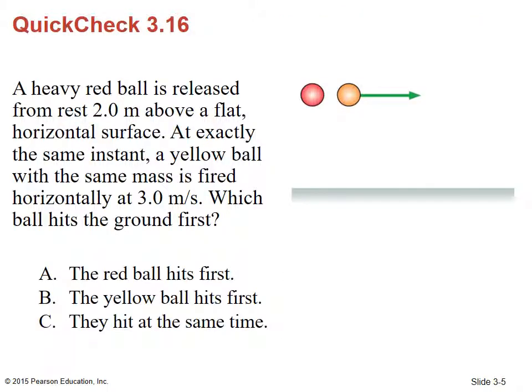A heavy red ball is released from rest 2.0 meters above a flat horizontal surface. At exactly the same time, a yellow ball with the same mass is fired horizontally at 3.0 meters per second. Which ball hits the ground first? A, the red ball hits first. B, the yellow ball hits first. Or C, they hit at the same time.